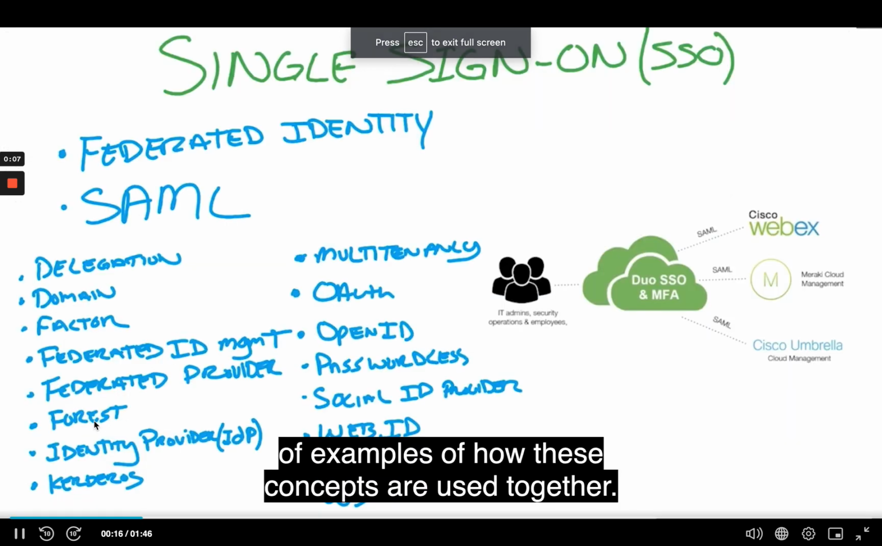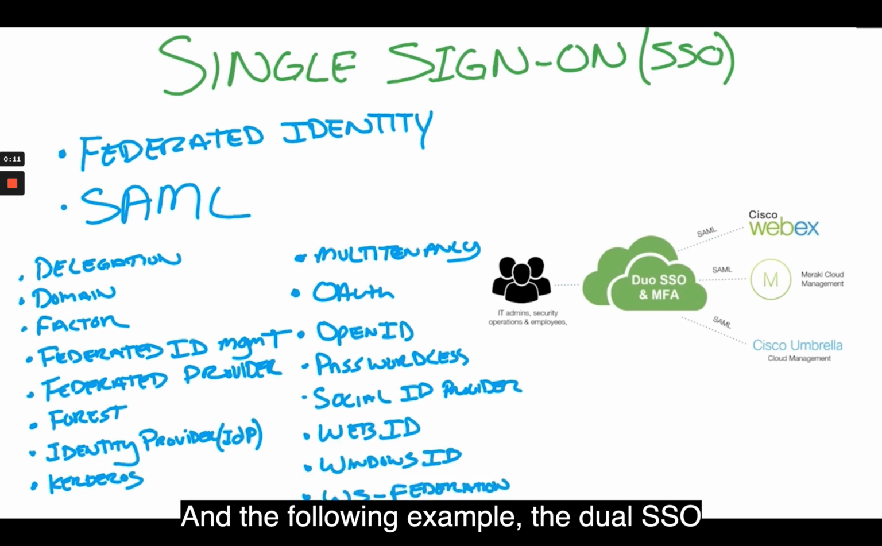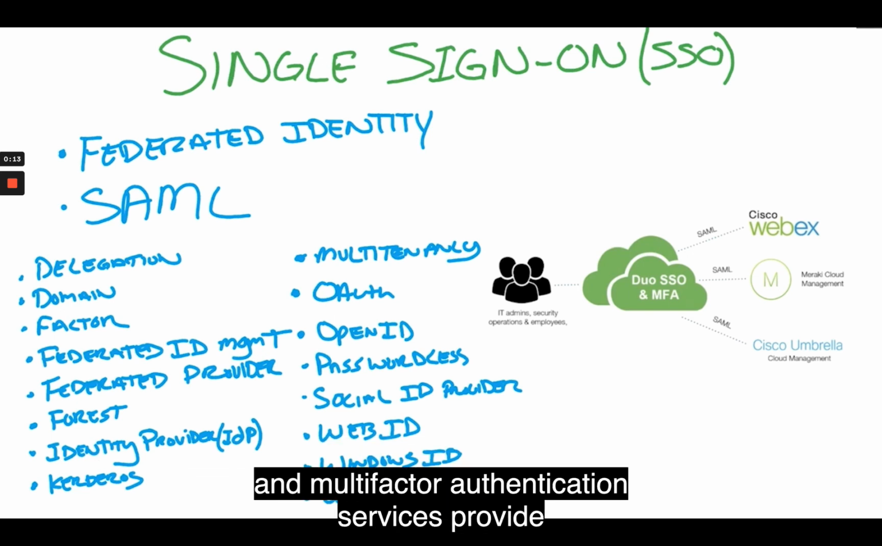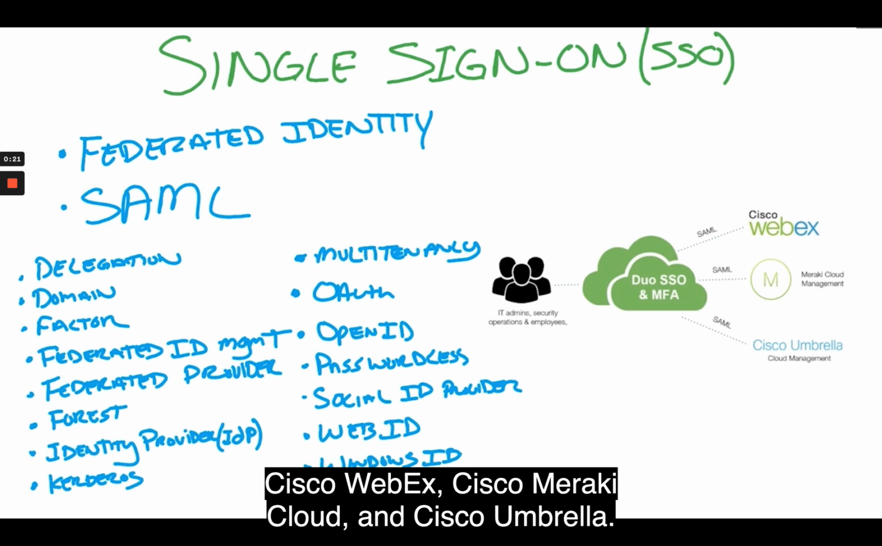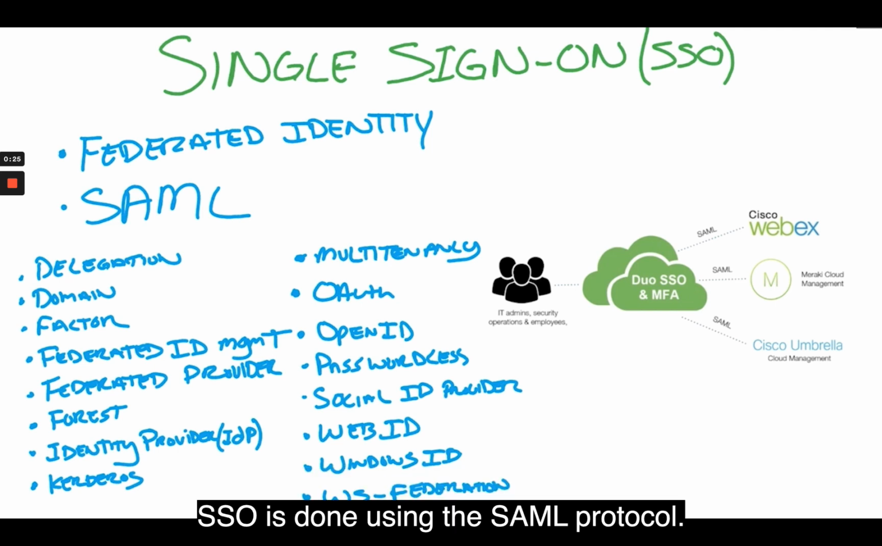Couple of examples of how these concepts are used together. In the following example, the Duo SSO and multi-factor authentication services provide user authentication for 3 different cloud services: Cisco WebEx, Cisco Meraki Cloud, and Cisco Umbrella. SSO is done using the SAML protocol.